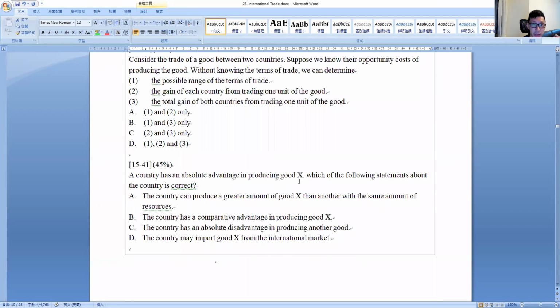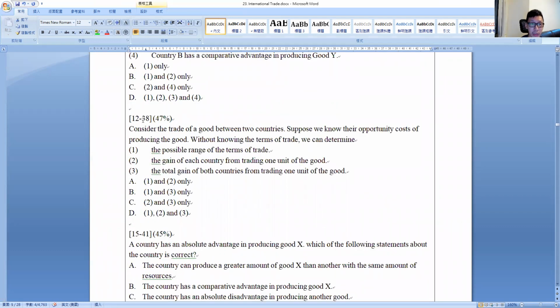Okay. Now, there is one thing I want to go through, so let's refer to that question. It's actually on a previous page. Question 38 of 2012. Okay, let's see. Consider the terms of trade of a good between 2 countries. Now, suppose we know the opportunity cost, but without knowing the terms of trade. Can we determine the gain of each country from trading? No, we cannot determine how much each of them will gain.